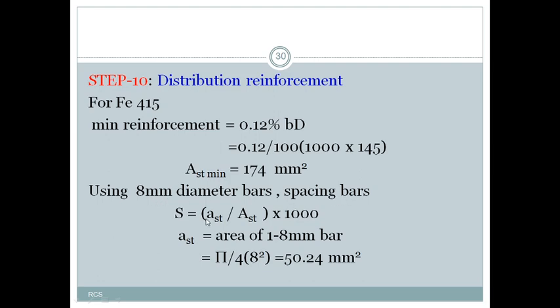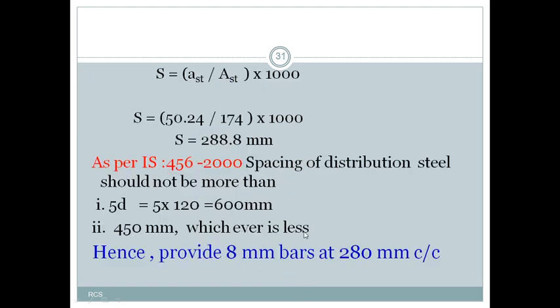The spacing of our bar is S equal to small AST by capital AST into 1000, where small AST equals the area of one bar of 8 mm diameter, which is 50.24 mm square. If you substitute, small AST equal to 50.24, capital AST equal to 174, multiplied by 1 meter width, we get a spacing of 288.8 mm.